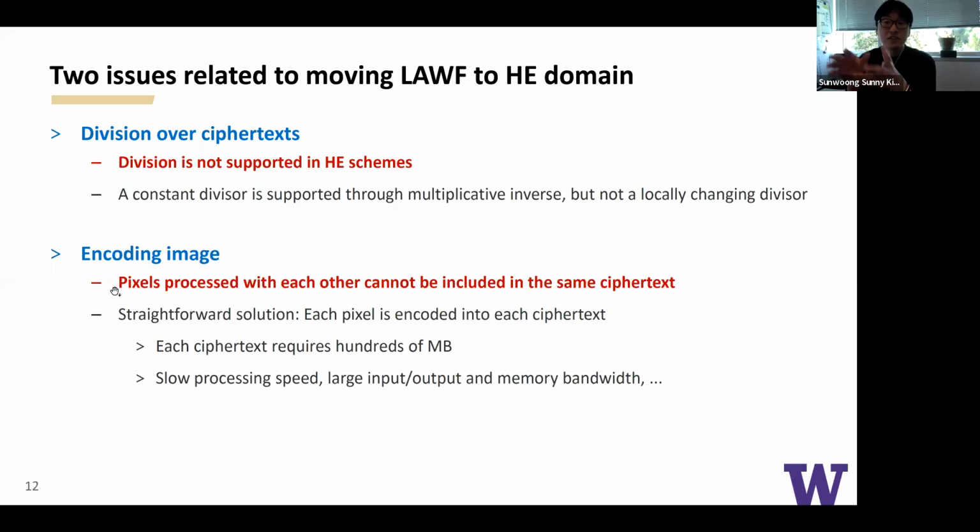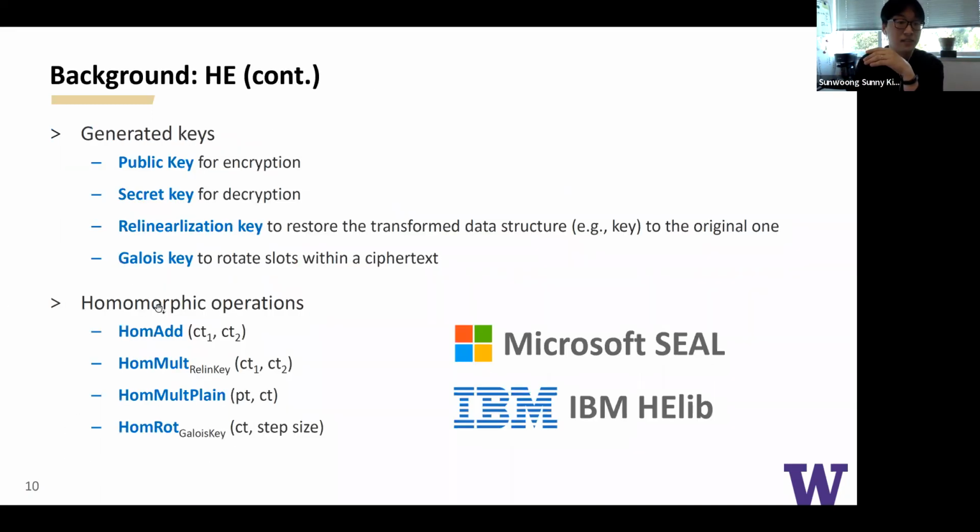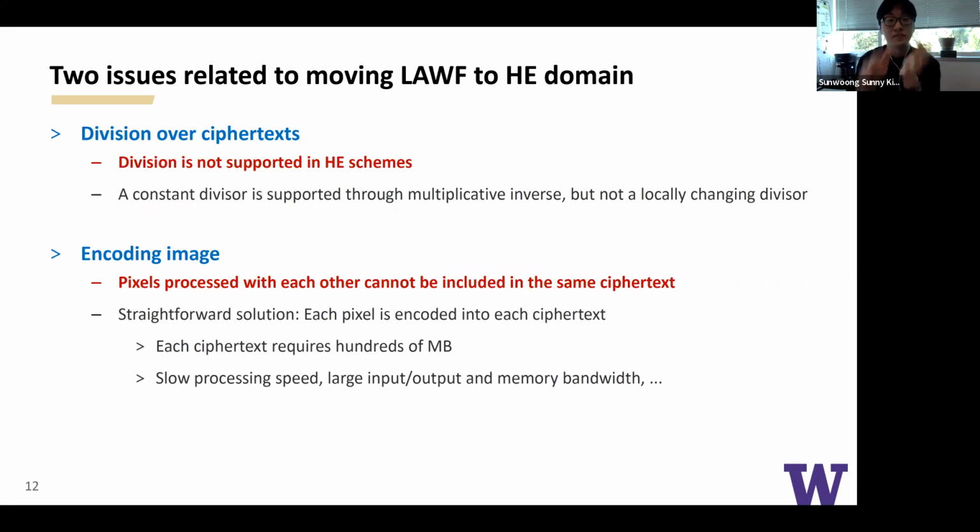First, conventional homomorphic encryption schemes do not support division between ciphertexts. When I introduced the operations, addition, subtraction, multiplication, and rotation, right? There was no division. So division is not supported in homomorphic encryption domains.